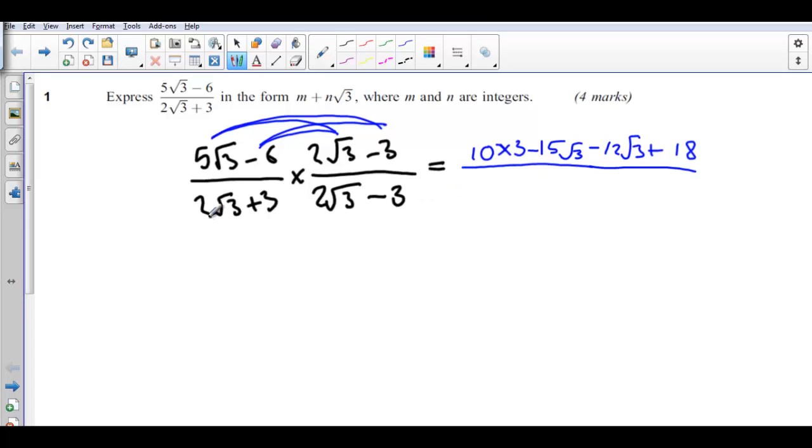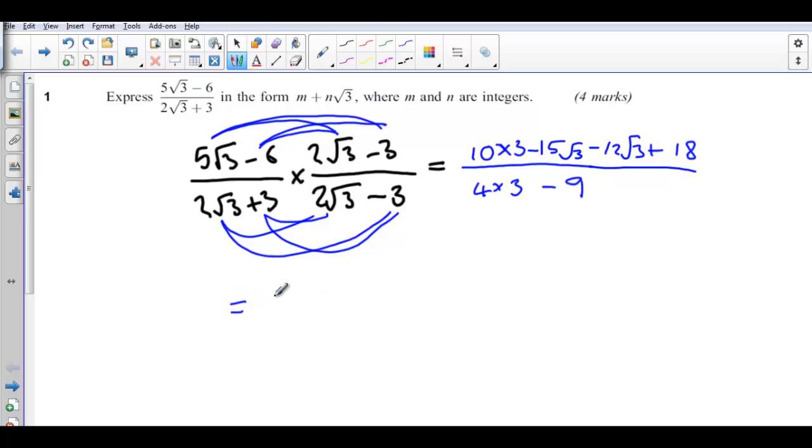There's our numerator. On the denominator, a little bit easier, we're going to have 2 times 2, which is 4, times root 3 times root 3. Root 3 times root 3 is 3, so we've got 4 times 3. We know that that is going to cancel with that, so we're not even going to bother doing it. And lastly, it's positive 3 times negative 3, which gives us negative 9. Okay, top and bottom done.